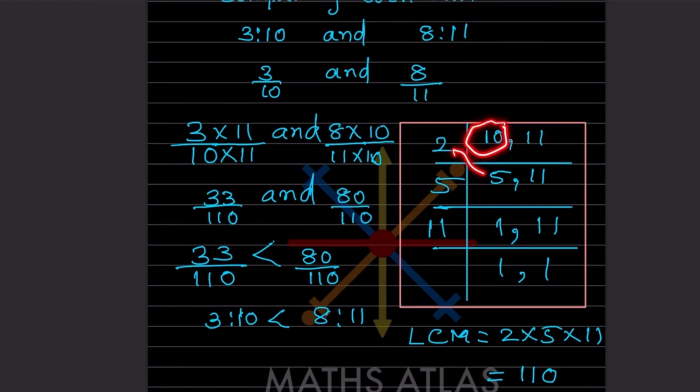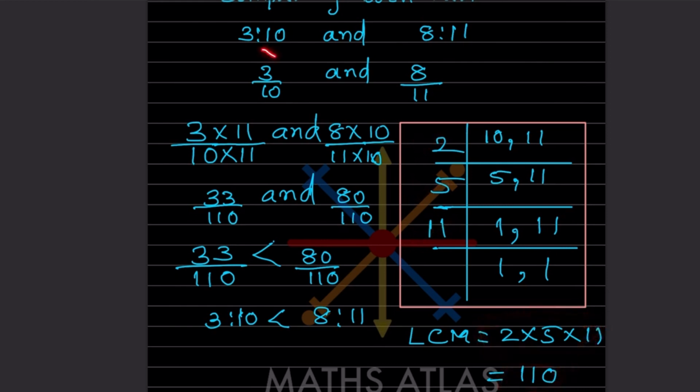So 10 will go with 2, so 2 5s are 10, and 11 will be as it is. So now compare these two numbers. We cannot do it by 2, 3, 4, so 5 ones are 5. This 11 is going to be as it is. Now take this 1 down as it is, and 11 ones are 11 because this is a prime number. So now you can see 2, 5 and 11, and the LCM of that is going to be 110.